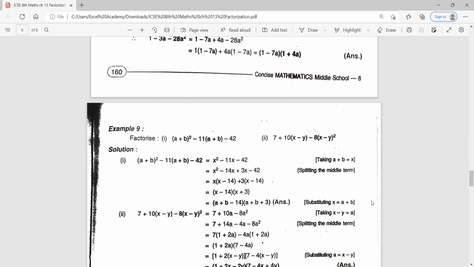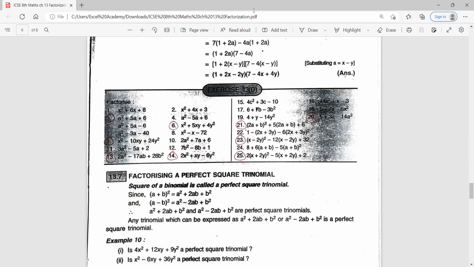Let's continue. Will you be able to do questions 1, 3 and 5 right now? Do it from exercise 13D. 1, 3 and 5. Do it. Chalo. Yes, the seventh one. Can you tell me what is the product? 1 into minus 40. So the product of the factors is minus 40. Minus 8 and plus 5.